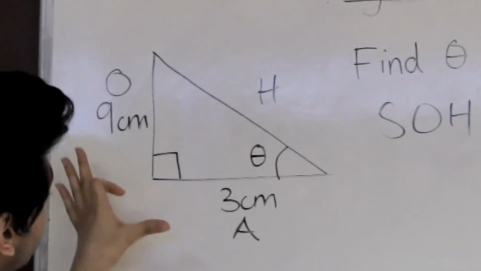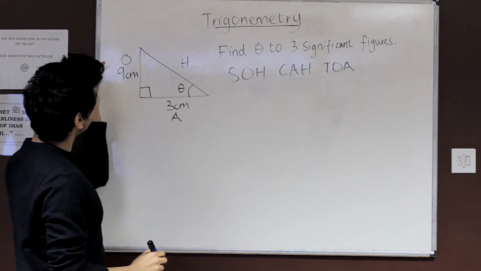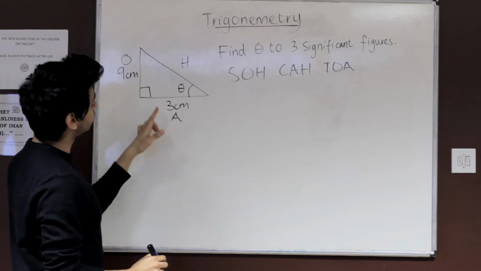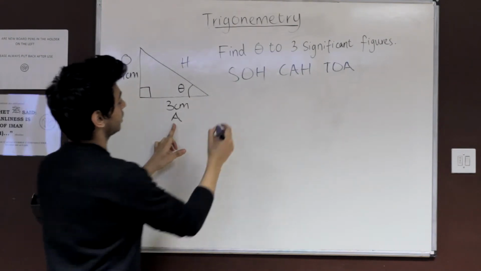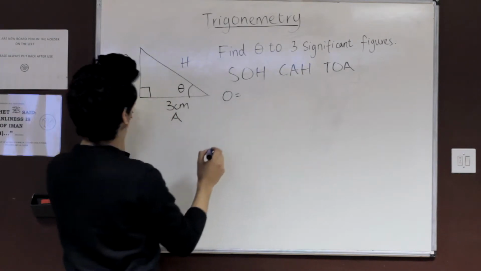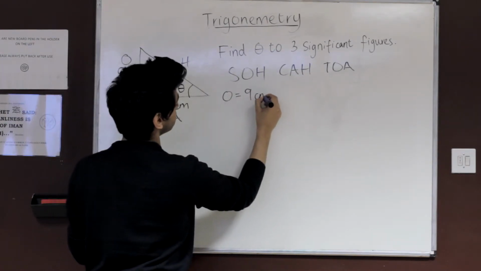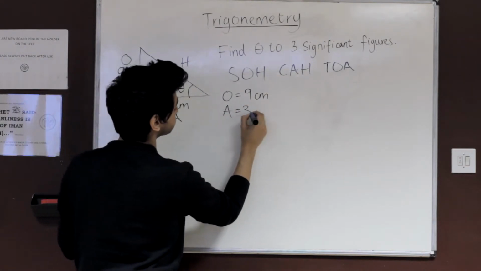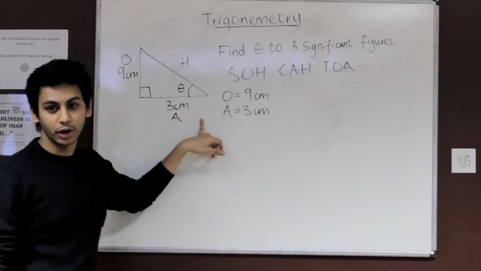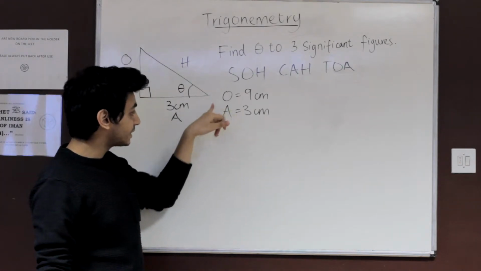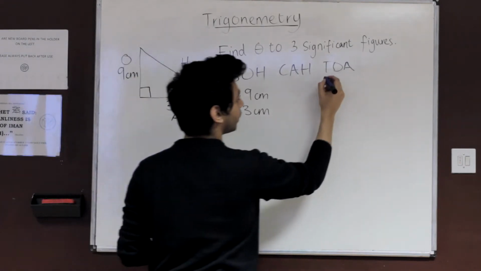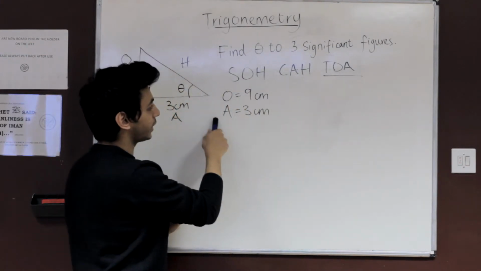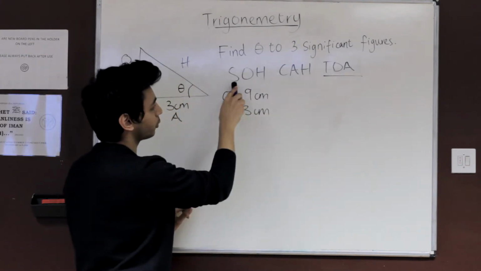Now, if we look at the two sides that have been given, we've got our opposite and our adjacent. So O equals 9 centimeters and our adjacent is 3 centimeters. Now that we've got our two letters, we can see that both of these appear in TOA. O and A don't appear in CAH, and O and A don't appear in SOH.